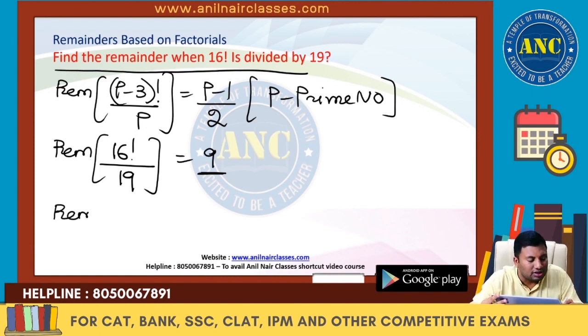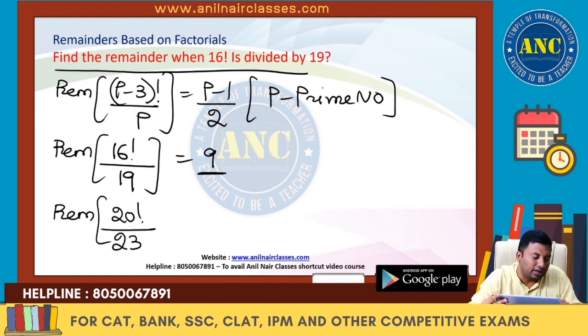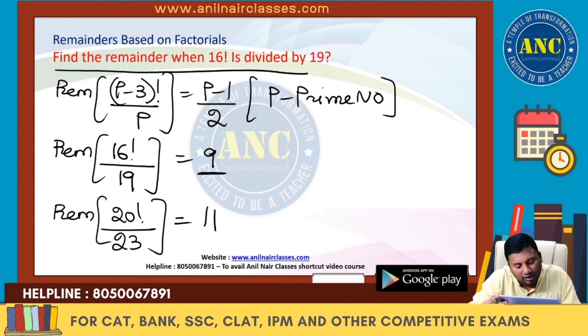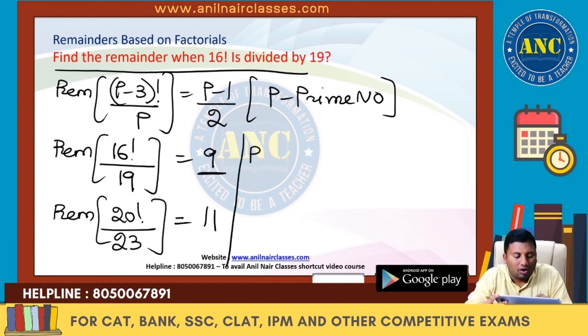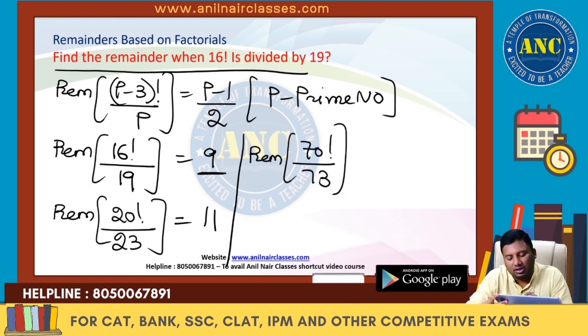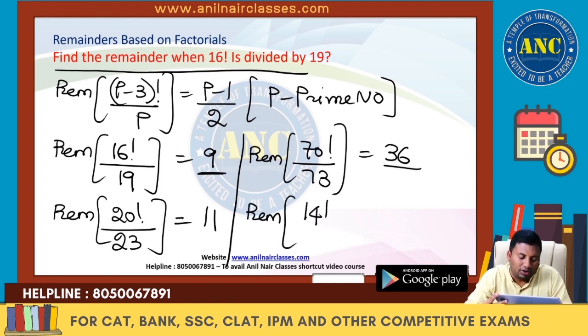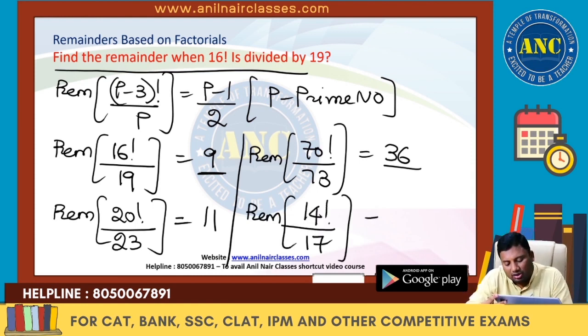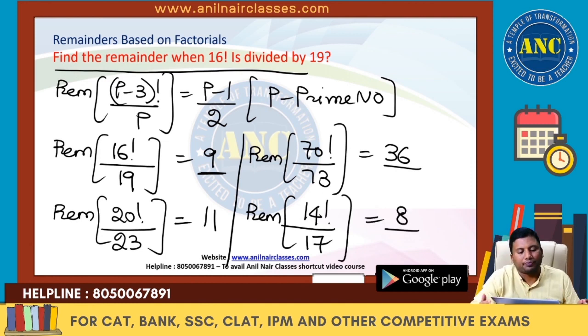Suppose the question is remainder when 20 factorial is divided by 23. 23 minus 1 is 22, 22 by 2 is 11. It's all direct calculation. 70 factorial by 73: 73 minus 1 is 72, 72 by 2 is 36. If the question is remainder when 14 factorial is divided by 17: 17 minus 1 is 16, 16 by 2 is 8.